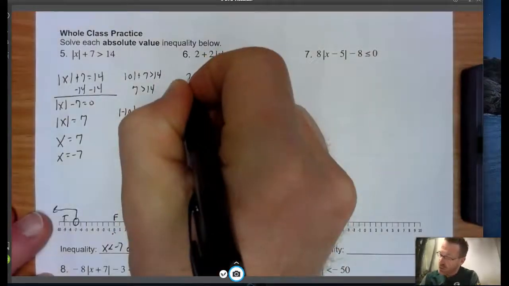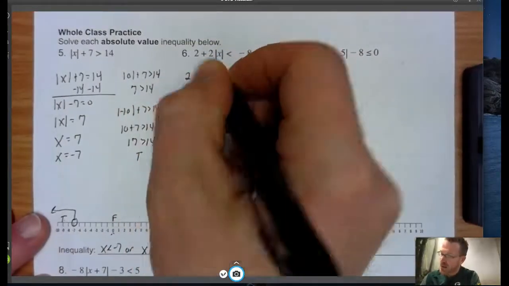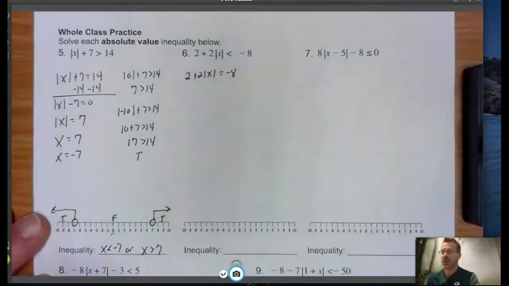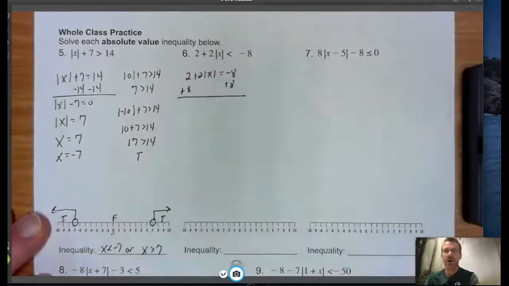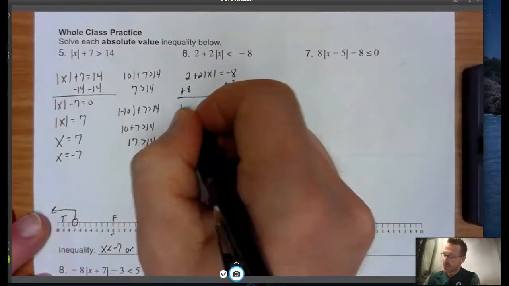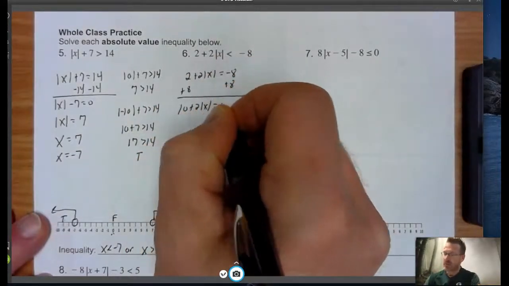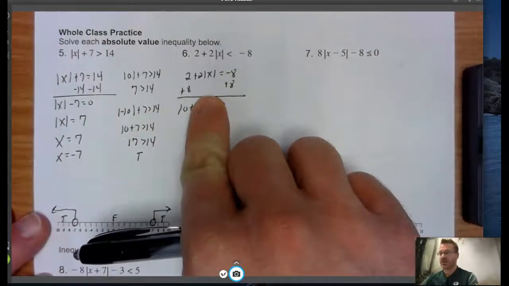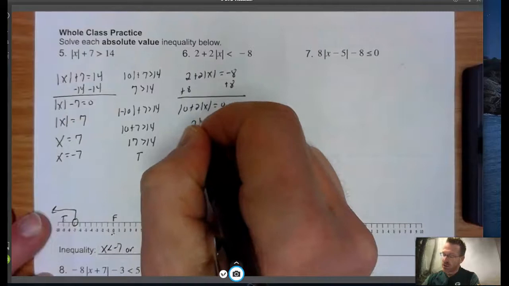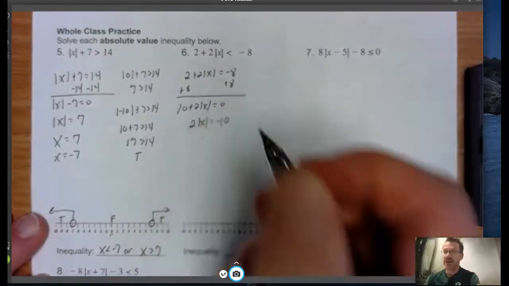So we're going to have 2 plus 2 absolute value of x is equal to negative 8. I'm going to add 8 and add 8. All right, so I get 10 plus 2 times the absolute value of x is equal to 0. Cover this up. 10 plus what is 0? Negative 10. So that means 2 times the absolute value of x is equal to negative 10.